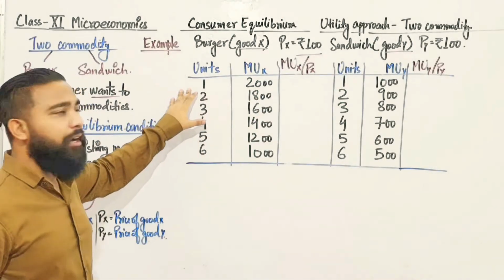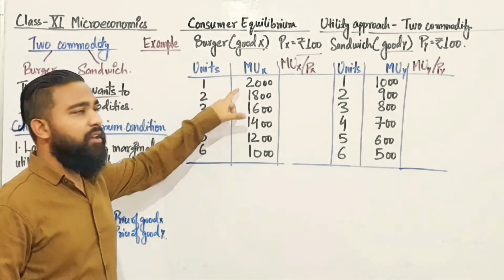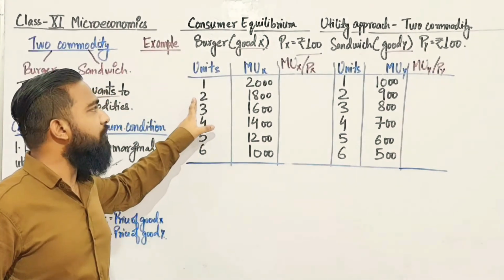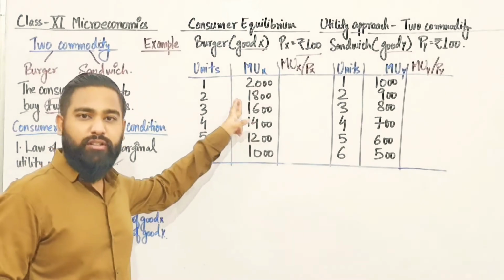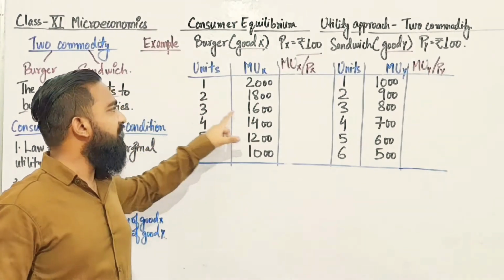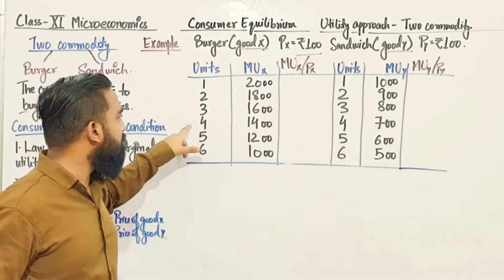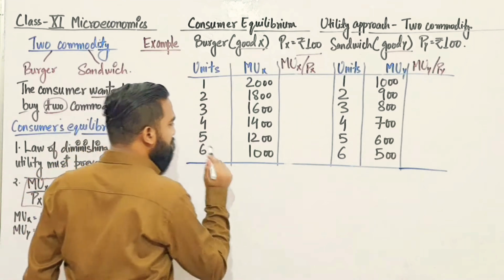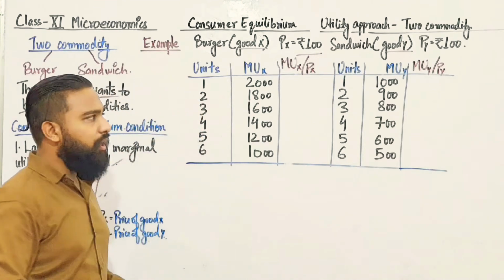Now, the first unit of burger gives me the satisfaction of 2000 utils. The second unit of burger gives me the utility of 1800 utils. Third burger gave me 1600 utils. Fourth burger gave me 1400 utils. Fifth burger gave me 1200 utils, and sixth burger gave me 1000 utils.